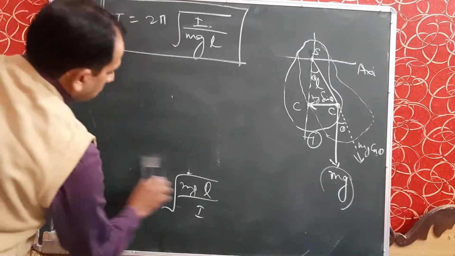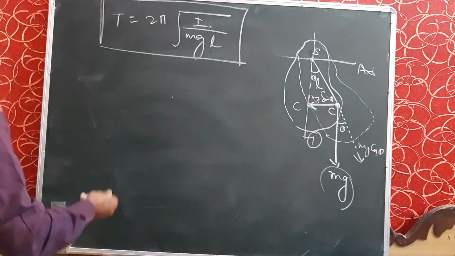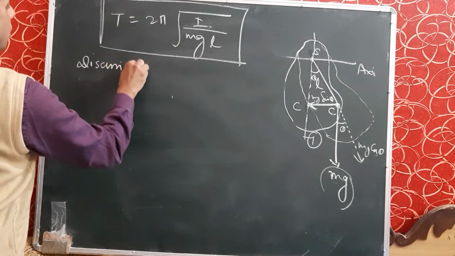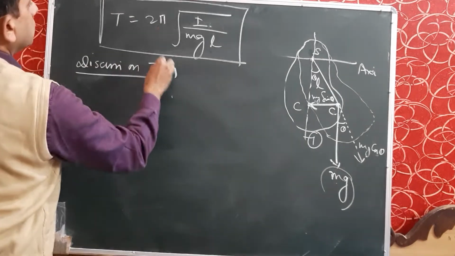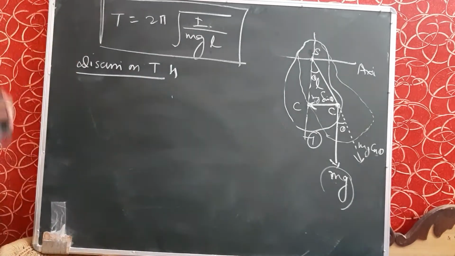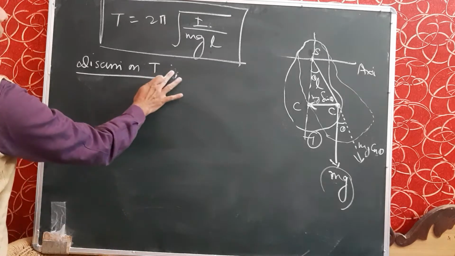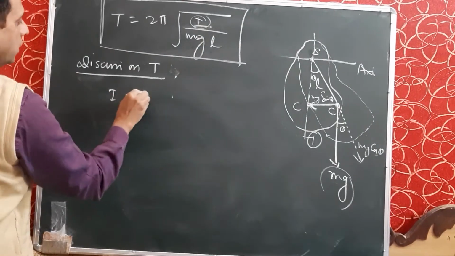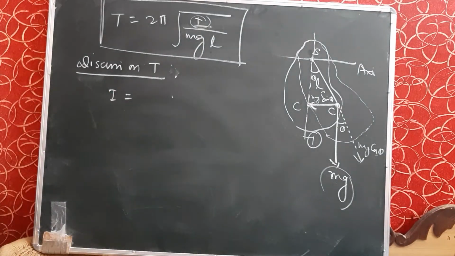Now we will discuss this time period in detail. So, discussion on this time period. We will discuss this formula in detail. There are two or three corollaries we can derive from this time period. First of all, we have to find the value of I. What is I? It is the moment of inertia.